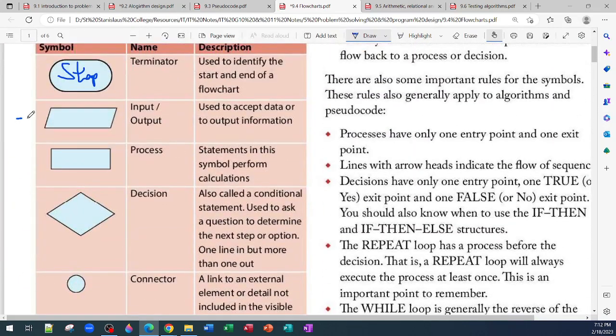The parallelogram is used for input and output. Everything that has to be put into the program, everything that has to come out of the program is represented in this shape here. Doesn't matter if it is input or output. It is represented by this one shape.